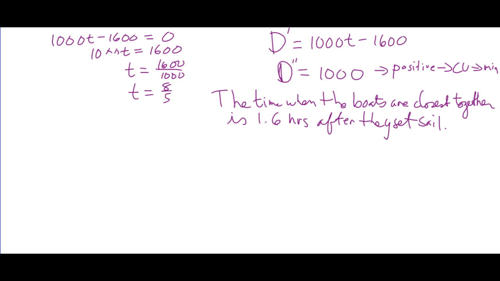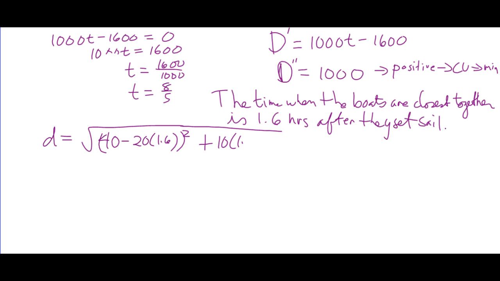Because we know our time has to be greater than or equal to 0. If the time is 0, they're 40 kilometers apart. After that, they both start moving. What if they never get closer together than that? So D is equal to, so what do we got? 40 minus 20 times 1.6 squared plus 10 times 1.6 squared.